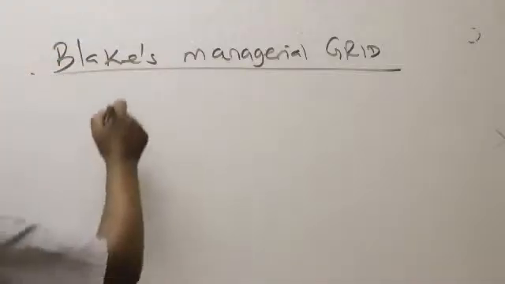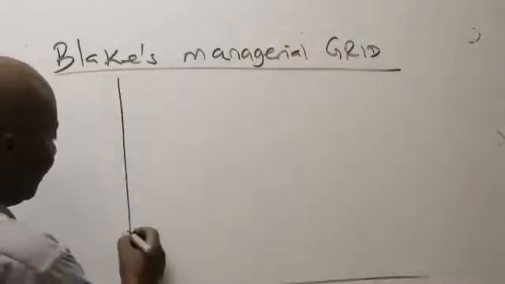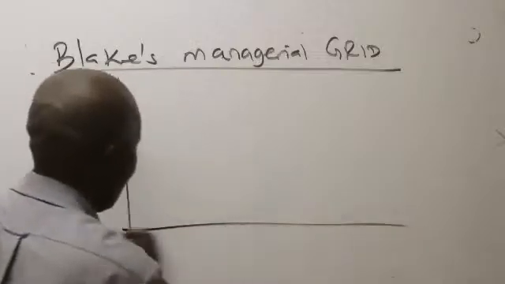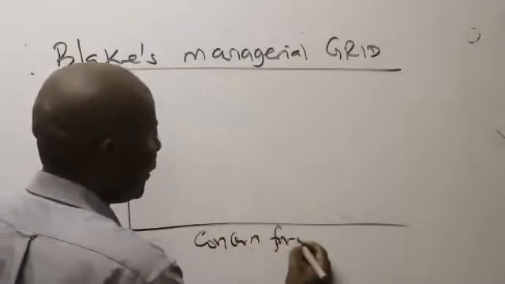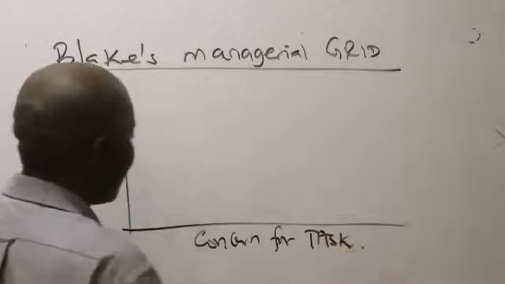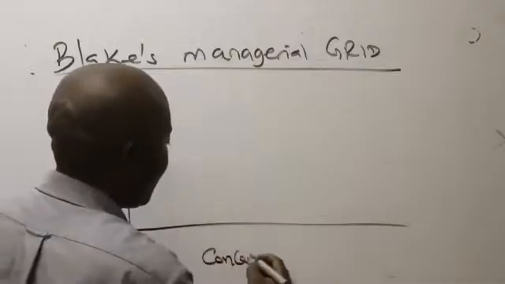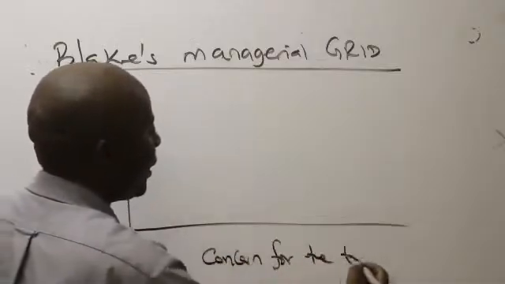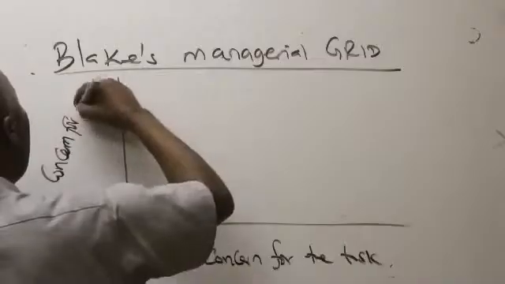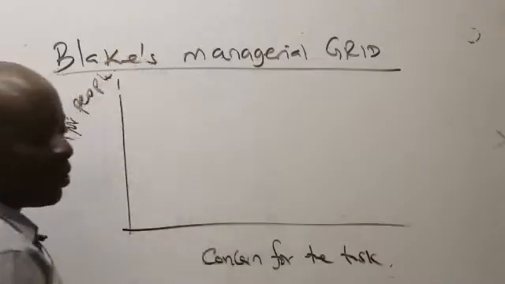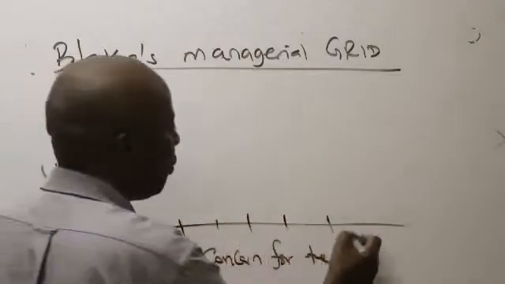So remember, you've got two axes. It's a grid, it's a graph. We have here concern for who? For the tasks. Concern for the task. Let me just write here. Concern for the task. And then we have here concern for people. If you wish, you can even put a proper graph, but you don't have to do this.